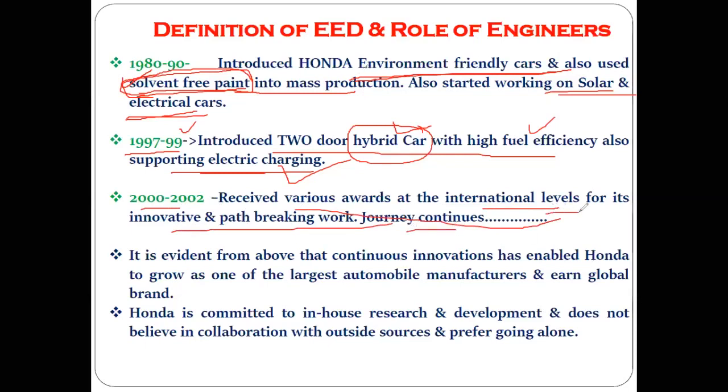And now you can see the journey of Honda still continues. From all this journey it is very evident that continuous innovation has enabled Honda to grow as one of the largest automobile manufacturers in the world, and it has now become a global brand. Honda also collaborated with a company of India in the period of 2010. Hero. Which is that company? Hero. From that you can see the number of bikes which are referred to as Hero Honda.